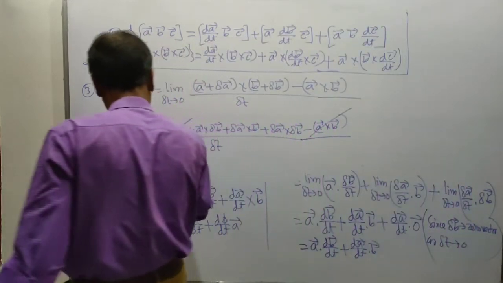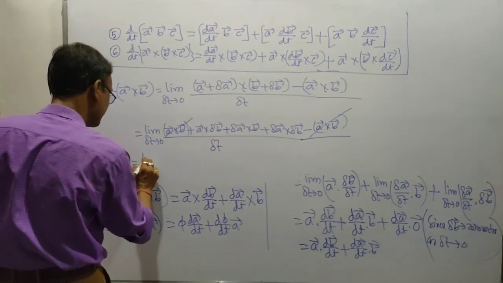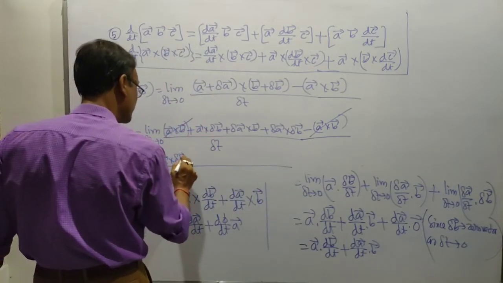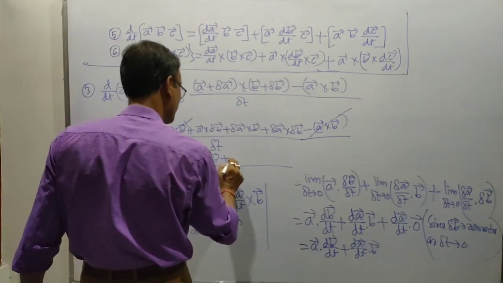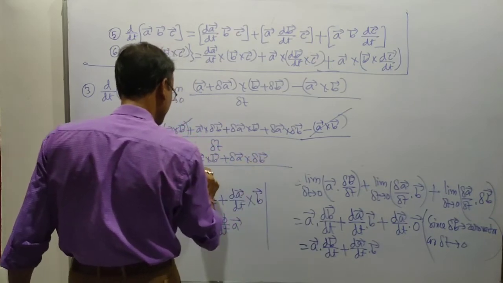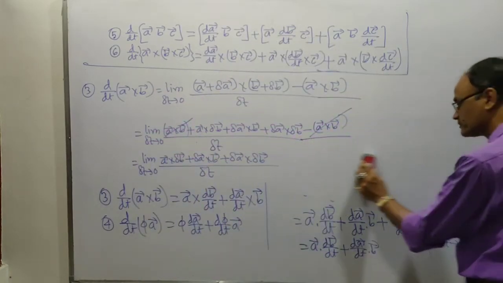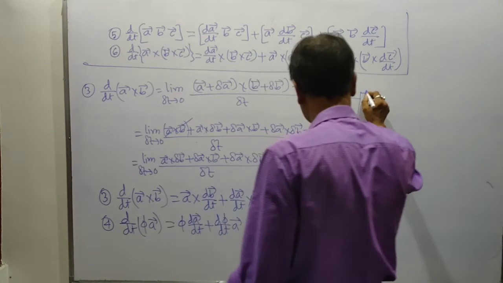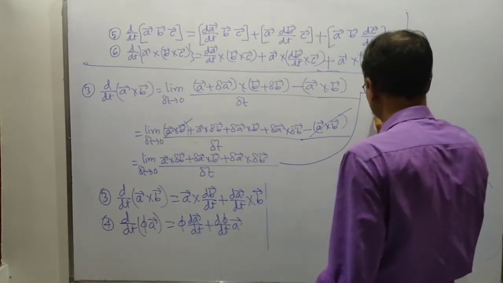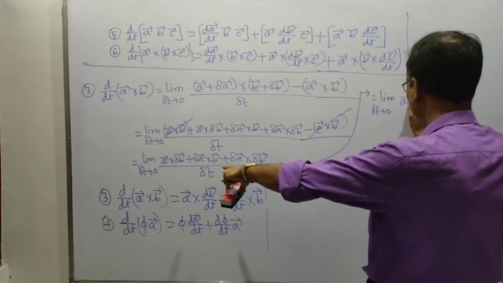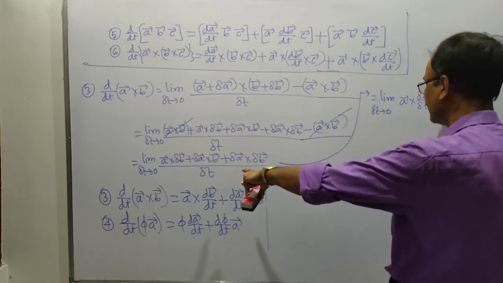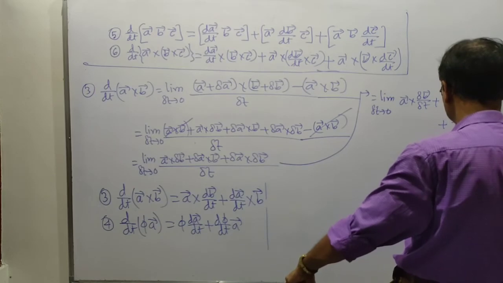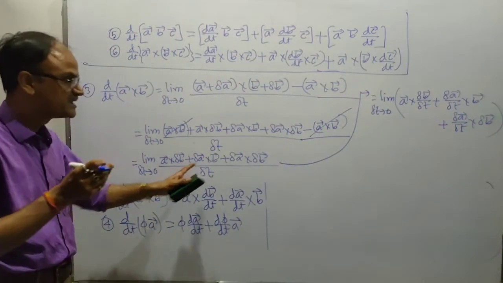Now these two terms will be cancelled. A cross B will be cancelled. This is equal to the limit as delta t tends to 0 of A cross delta B plus delta A cross B plus delta A cross delta B, divided by delta t. From this, I am going to write that this is equal to the limit as delta t tends to 0 of A cross delta B vector by delta t plus delta A vector by delta t cross B plus delta A vector by delta t cross delta B vector.